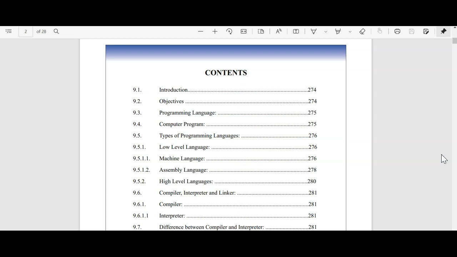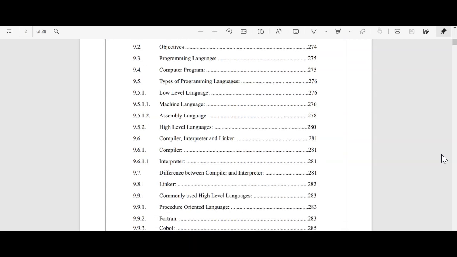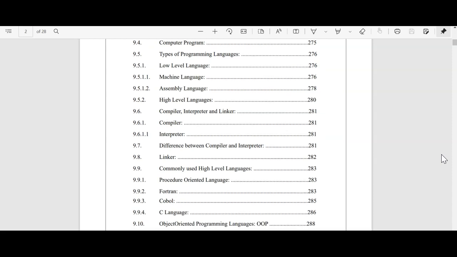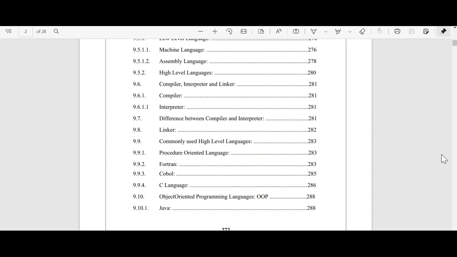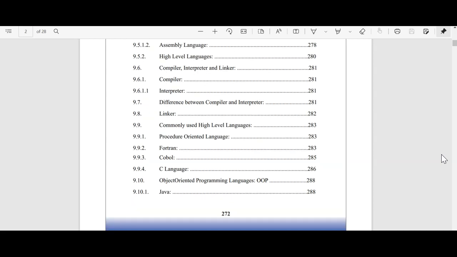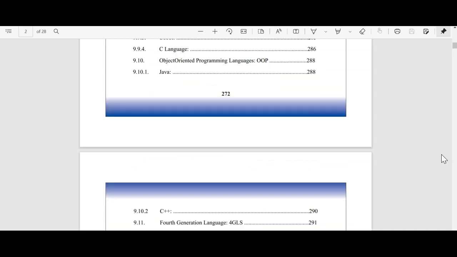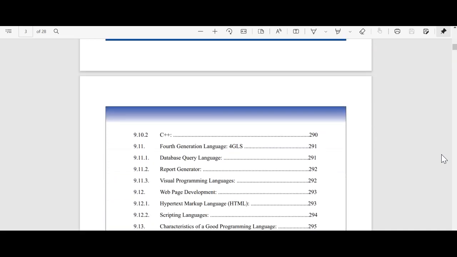Then we will come to know what are the different types of languages, broadly categorized as lower level languages and high level languages. Then we will also understand the very important question from exam point of view, which is the compiler and the interpreter, overall which we call the language translators. So it is very important to understand the basic difference between compiler and interpreter. Then we will also learn some commonly used high level languages, and the concept of object oriented programming languages.